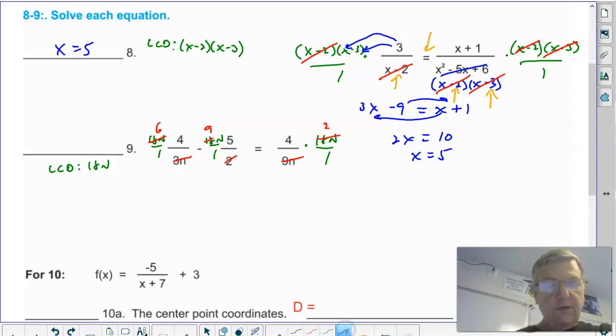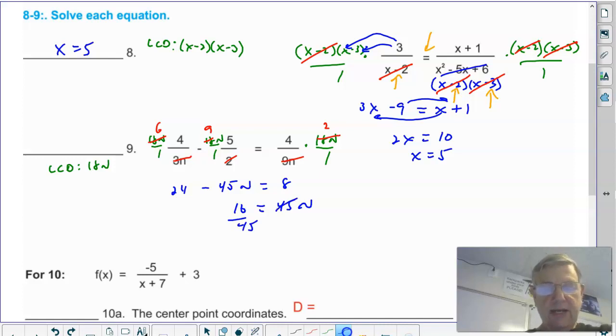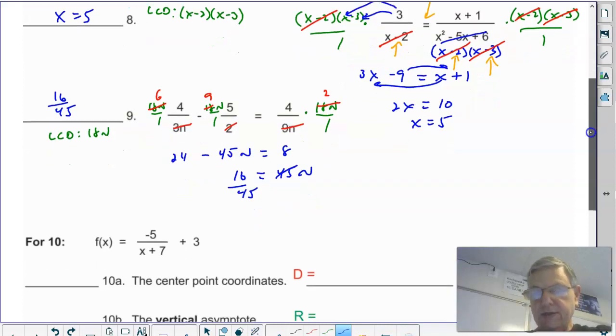All right, front term, 6 times 4, 24, minus 9n times 5, negative 45n. 4 times 2 is 8. All right, I'm going to put the 8 on the left, add a negative 8 to both sides, put the 45n on the right, divide by 45, and there's my answer. n equals 16/45. You've got all 2's on the top, and you've got 5 and 9 on the bottom, so it does not reduce. 16/45. Just leave it as a fraction.